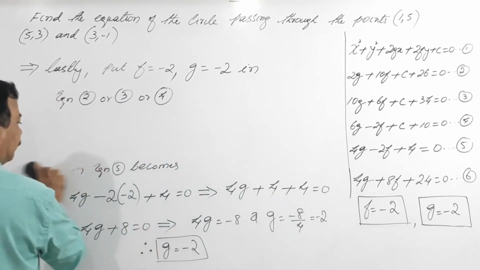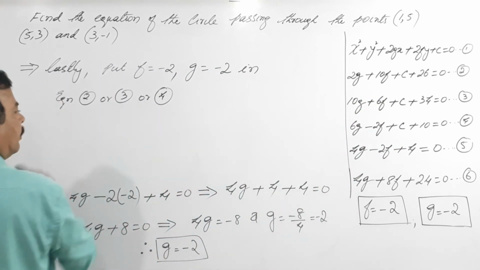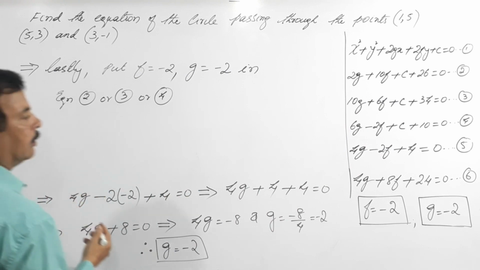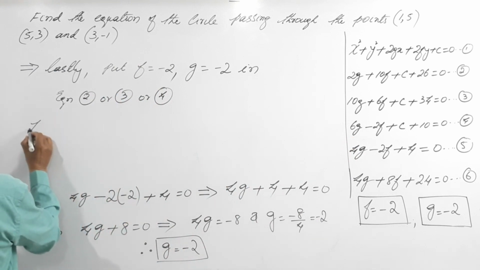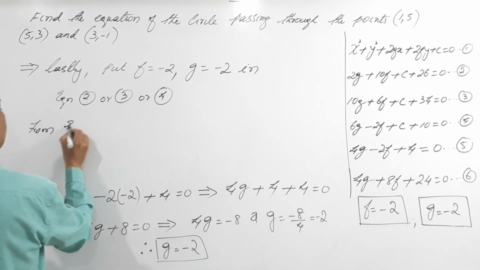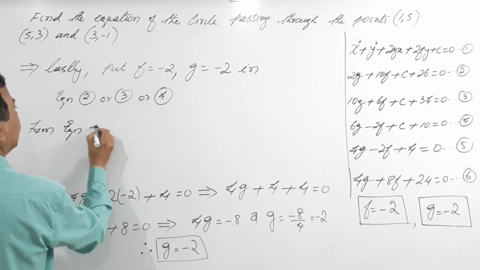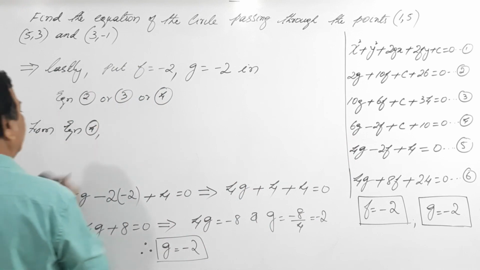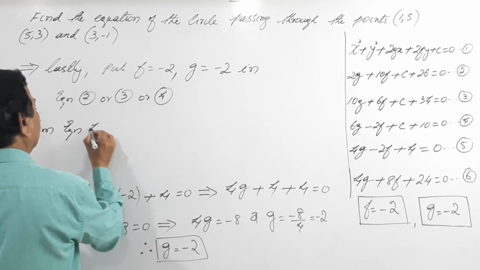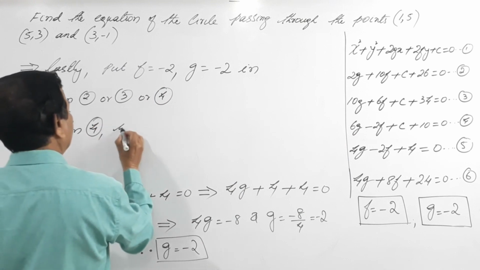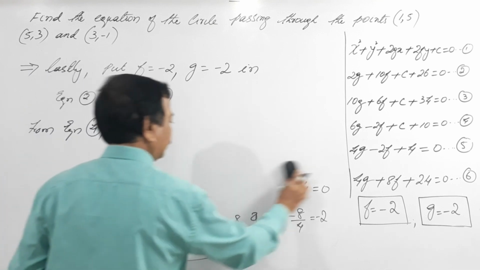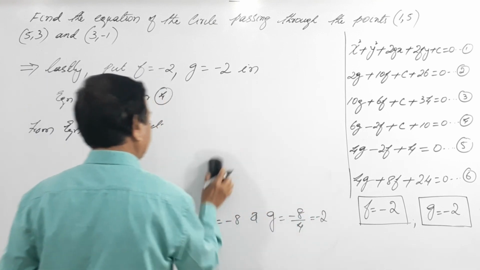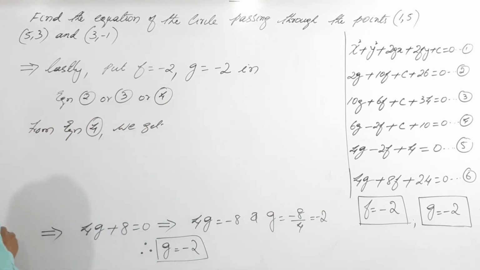So what happens now? So what is the equation? We'll take the smaller value. We'll go for equation 4. From equation 4 I'll write correctly, equation 4, we get what? What is equation 4?